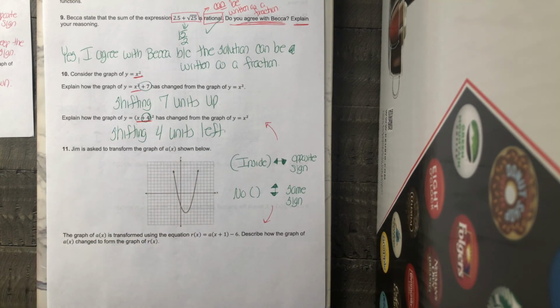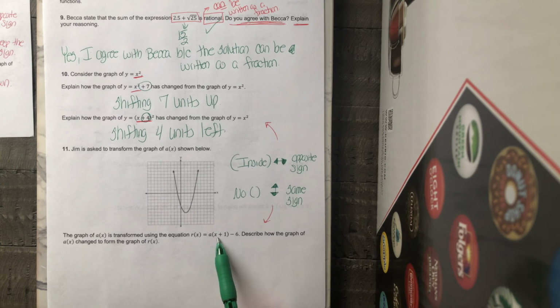Okay, number 11. It says Jim is asked to transform the graph of A of X shown below. The graph of A of X is transformed using the equation. So instead of writing A of X, because that's this graph, I'm changing it to R of X, which means I'm taking the A of X, that graph that was originally here, and I'm moving it around. I'm changing it somehow. They want you to describe how the graph is changed. So what's happening here?